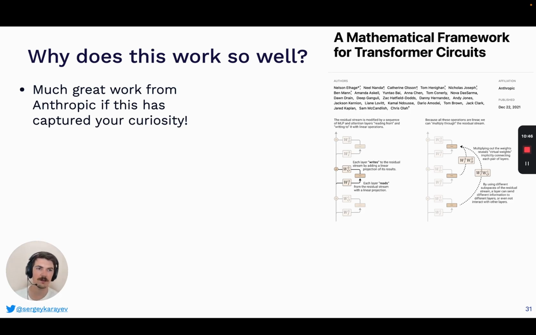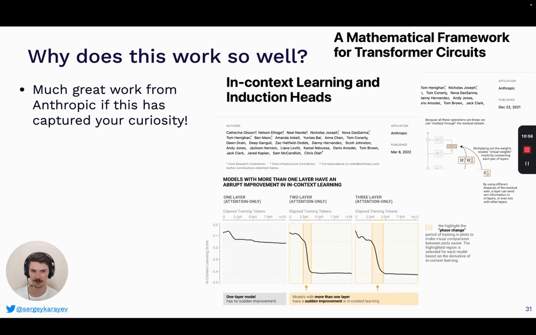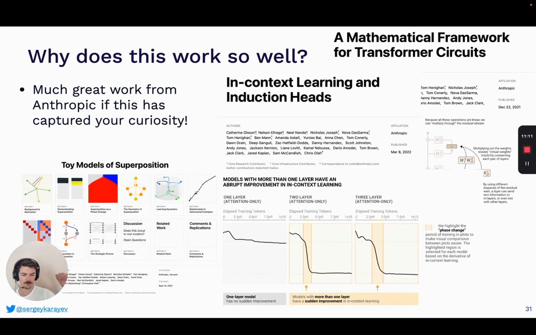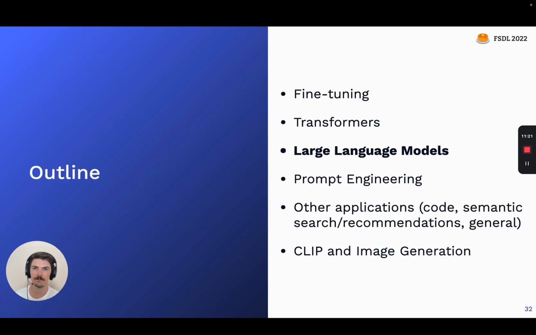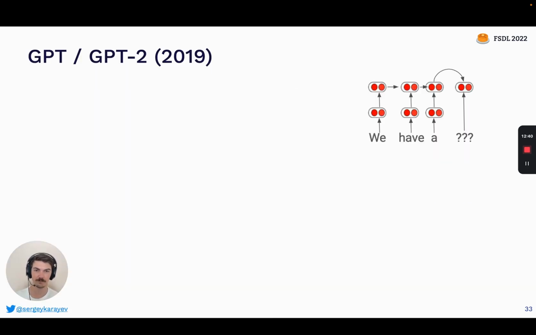There is a sequence of publications, about 3 or 4 at this point, that try to investigate why this stuff works so well. And they find some interesting things. They also talk about the role of the fully connected layer in the transformer model. So check it out. But for our purposes, we're going to talk about large language models only.